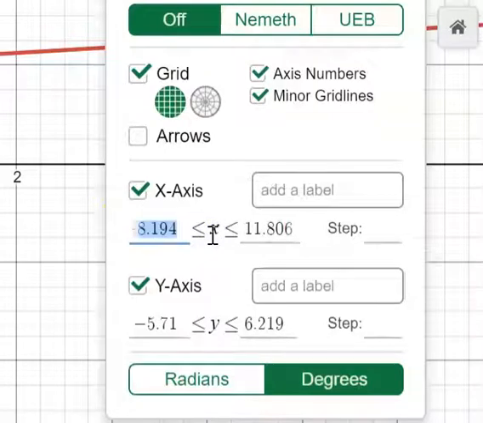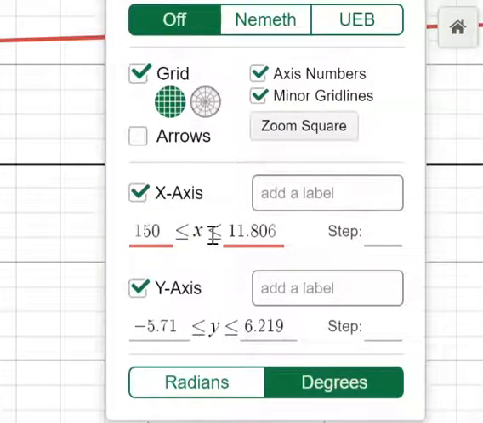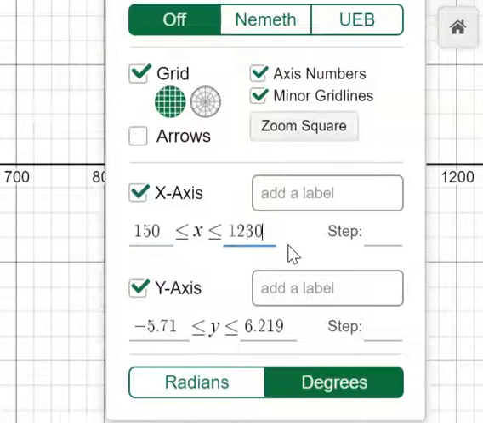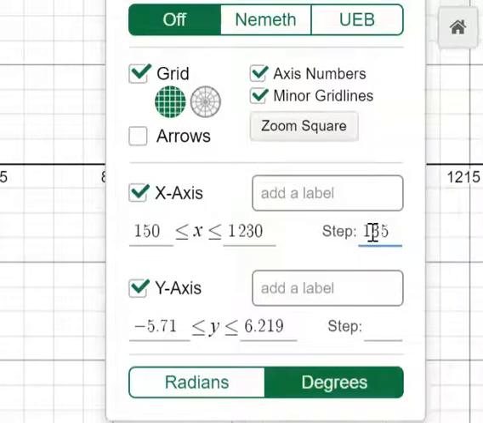We said that was going to be a 150. And then for my number over here, this is the biggest number. I'm going to put 1230. What was my step that I need to put here? How much did it go up by each time? 135. And now look at your graph. It's adjusting itself to look perfect.